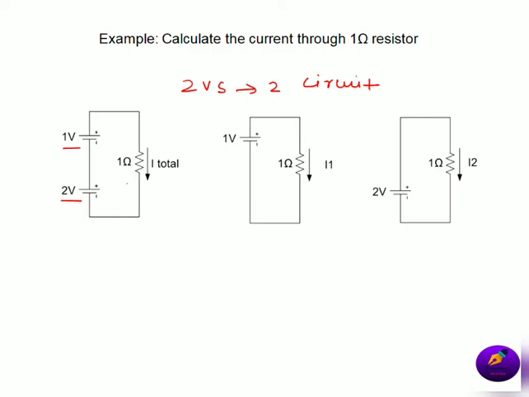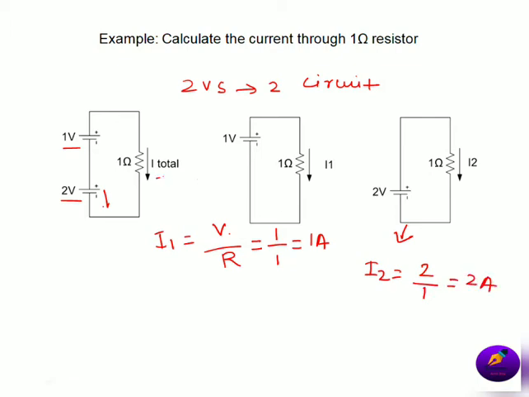Now we have to calculate I1. I1 is voltage divided by resistance, that is 1 divided by 1 equals 1 ampere, and for the second circuit we have I2 equals 2 divided by 1, that is 2 ampere. Therefore I total will be equal to 1 plus 2, that is 3 ampere.